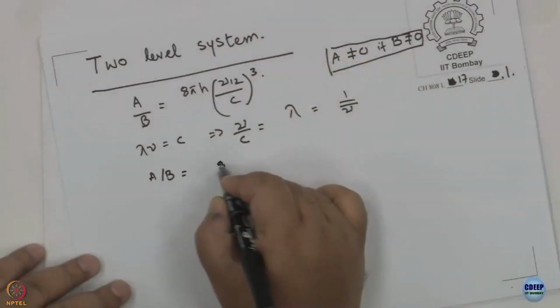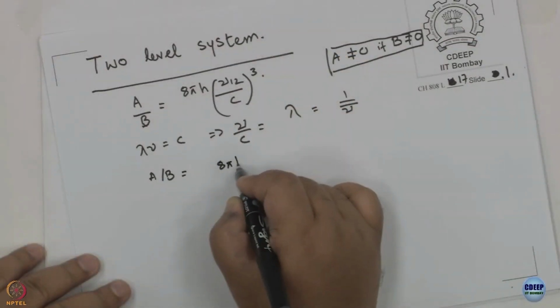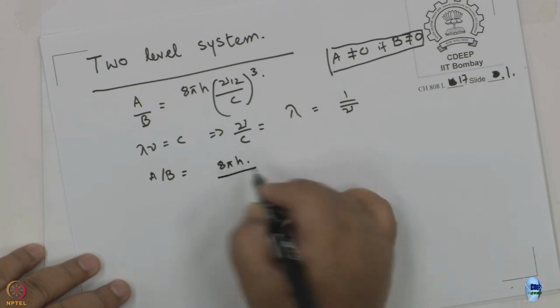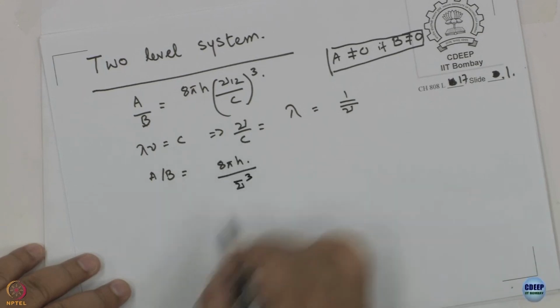Now, let us write this here. So, what I get is A by B is equal to 8 pi h divided by nu bar cube, is that right?